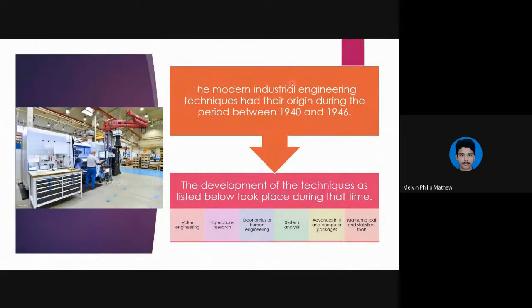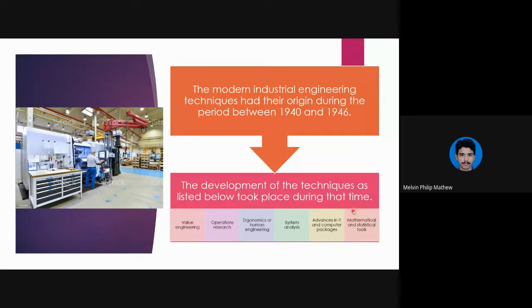The modern industrial engineering techniques had their origin between 1940 and 1946. So this is the period during which modern industrial engineering took a change, and the techniques that developed during that time are value engineering, then operations research, ergonomics or human engineering, system analysis, advances in IT and computer packages, and mathematical and statistical tools.